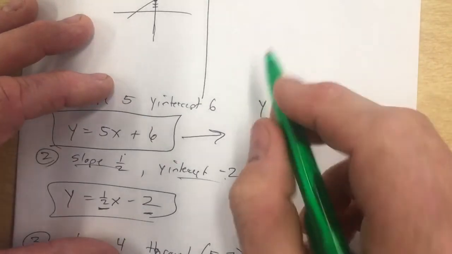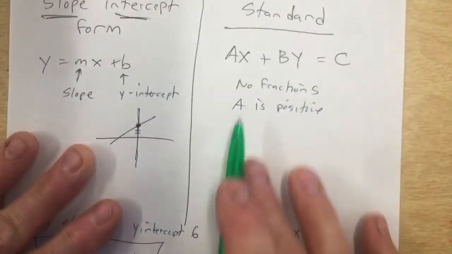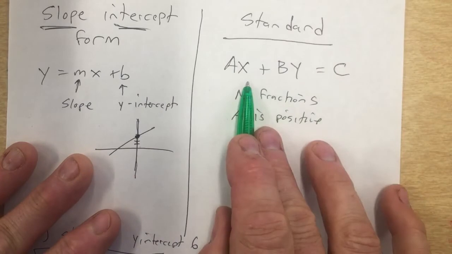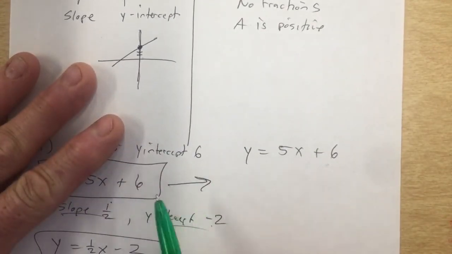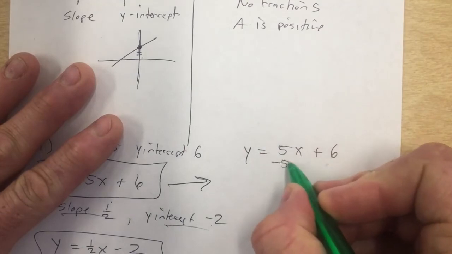First thing I want to do is get my x's and y's both on the same side. See, my x's and y's are both over here on this side of the equals. So on this one, here's my equals, and this needs to go over to the other side. So I'm just going to minus 5x.